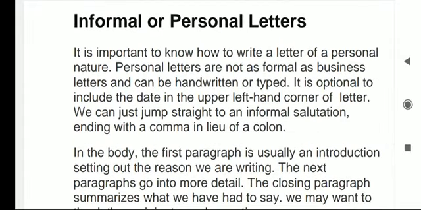It is important to know how to write a letter of a personal nature. Personal letters are not as formal as business letters and can be handwritten or typed. It is optional to include the date in the upper left hand corner of the letter. We can just jump straight to an informal greeting, ending with a comma in lieu of a colon.